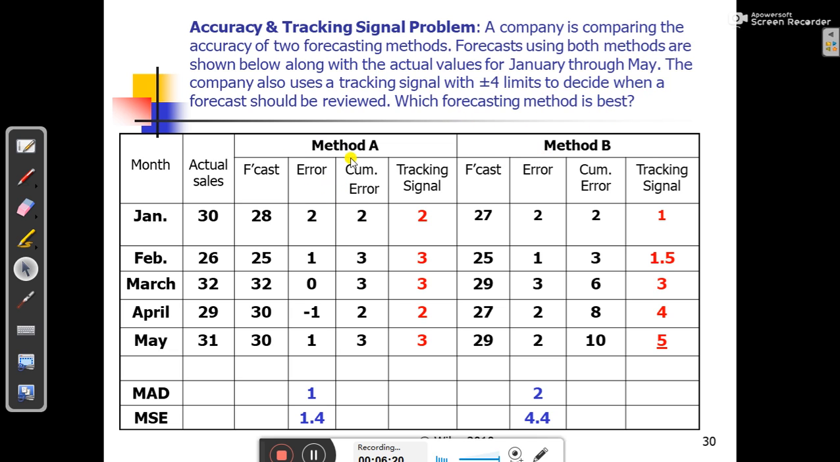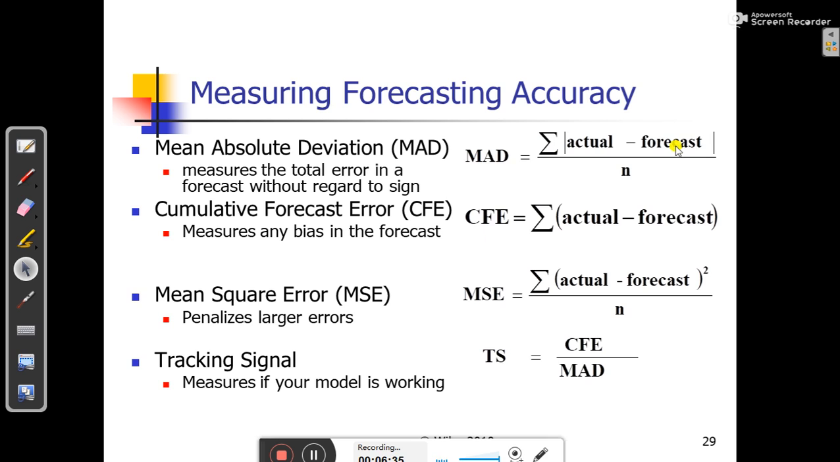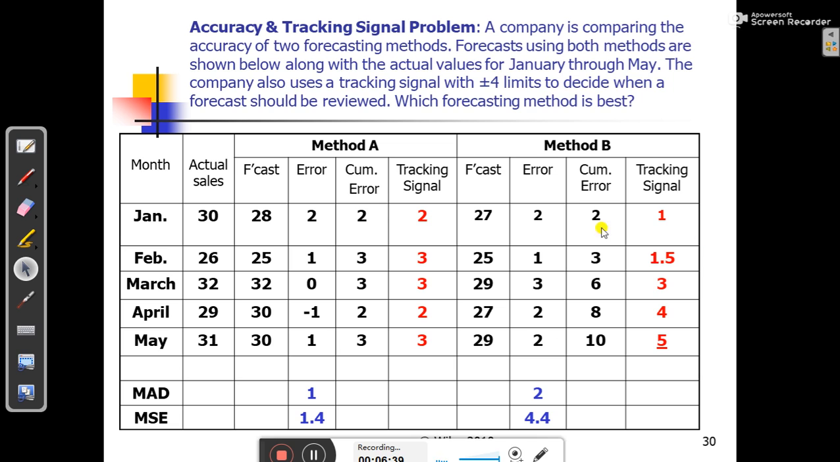So method A and method B, where actual sales is this and forecasted sales is this. Then you need to find out the errors. So simple error is the difference between these two. Okay, difference between these two. Cumulative error is the summation of actual minus forecast till that time.